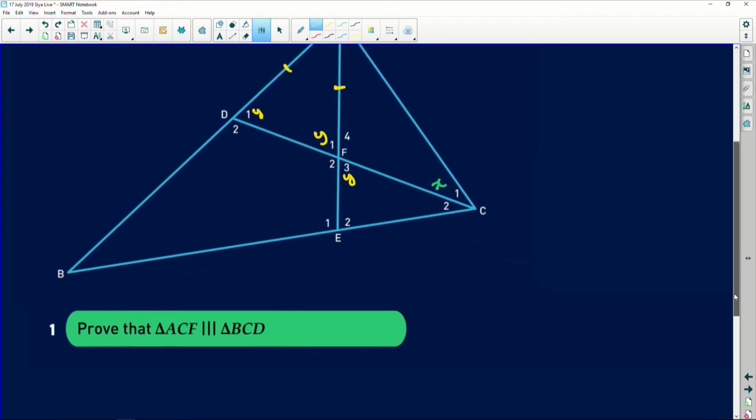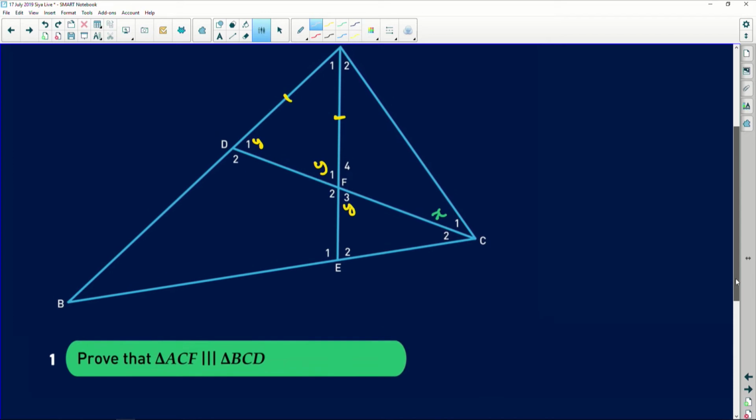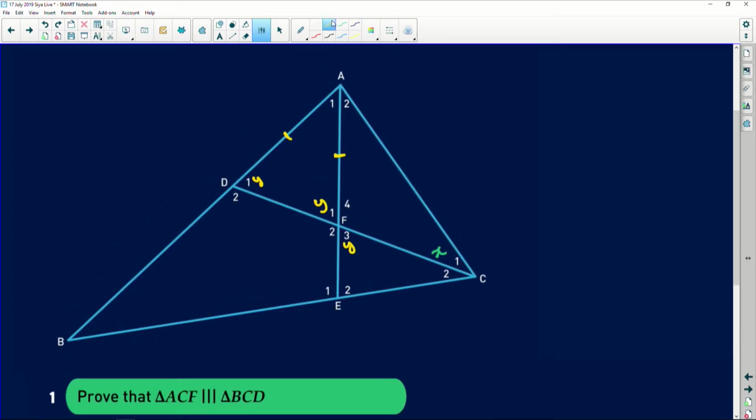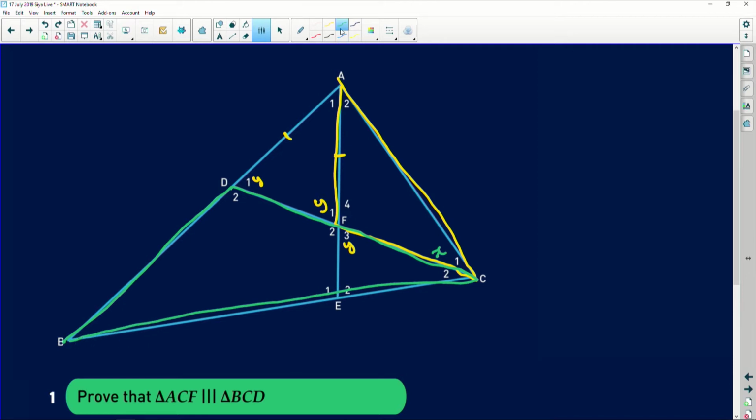The first question says, prove that the triangle ACF is similar to triangle BDC, BCD rather. I can just write it like this. It's still fine. So that's what I want to try and do.